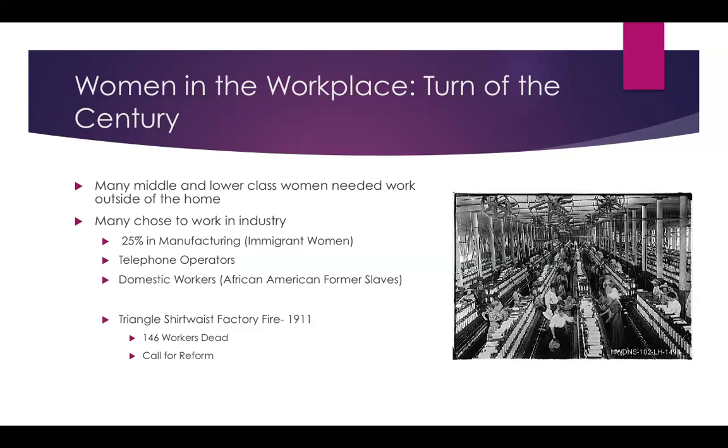A tragedy happened in 1911 with the Triangle Shirtwaist Factory fire, leaving 146 workers dead. The fire led to a call for reform amongst women, as the majority of those workers were young women, and the reason they died was the buildings were not up to code and there were no laws creating those codes for women workers.